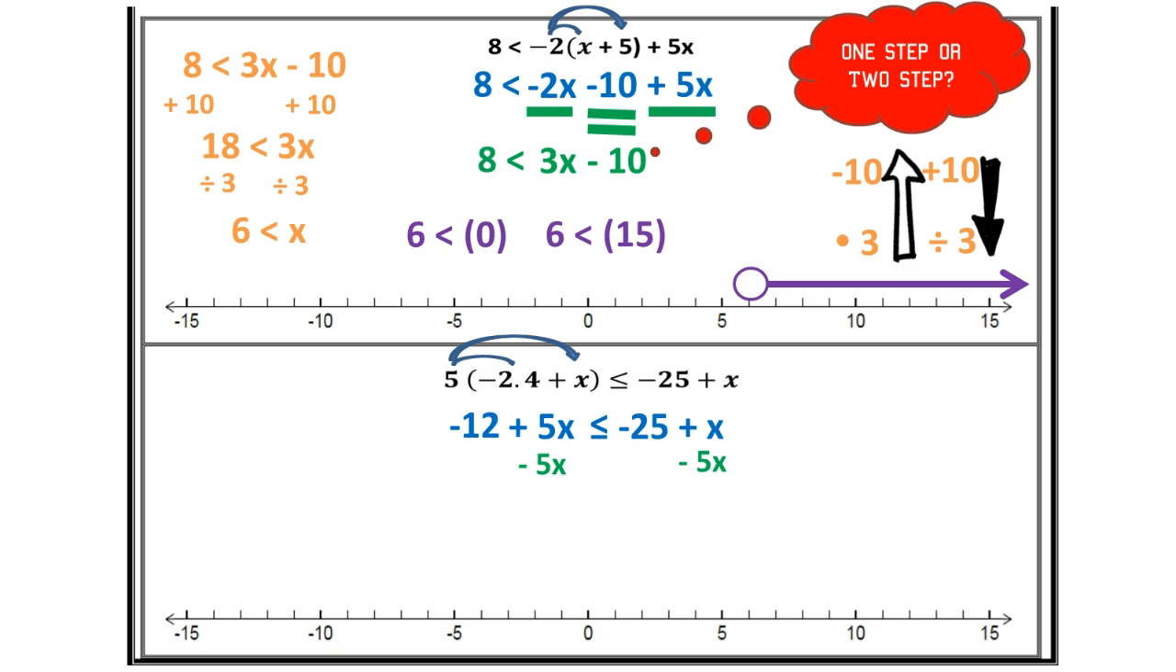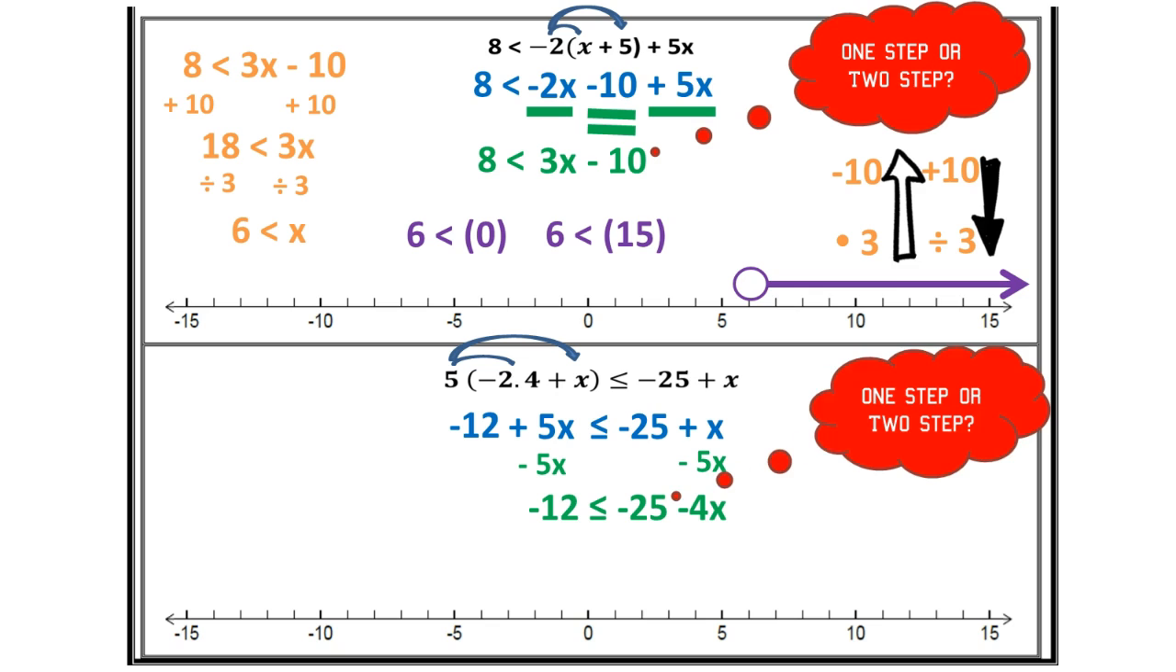If I subtract 5x from both sides, 5x minus 5x is 0, so I'm left with negative 12 on the left. 1x minus 5x gives me negative 4x. Now I can determine, is this a one-step or two-step? I see two operations, so it's a two-step inequality. I need to solve it using my two-step methods.